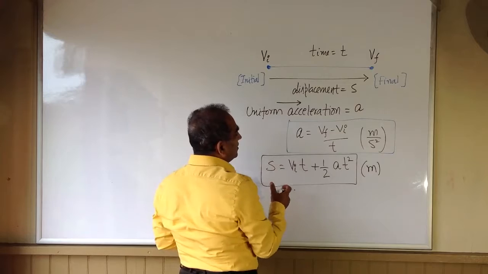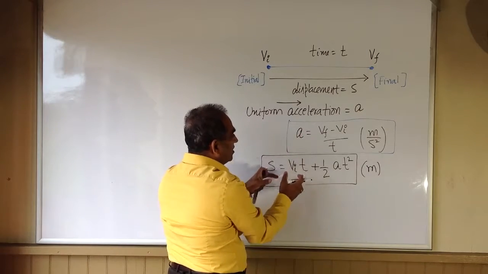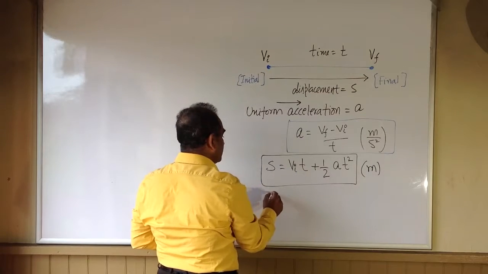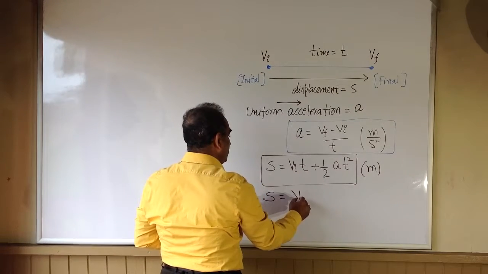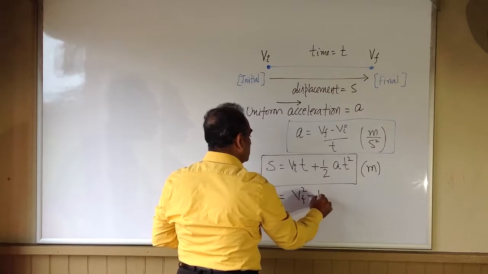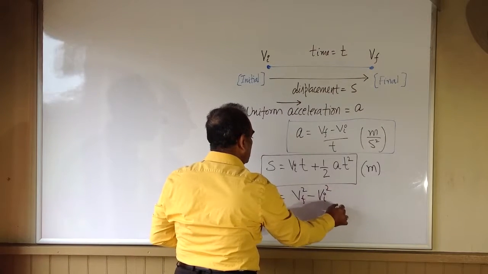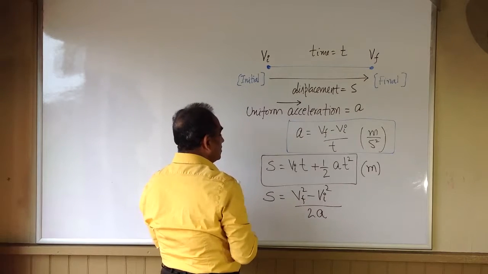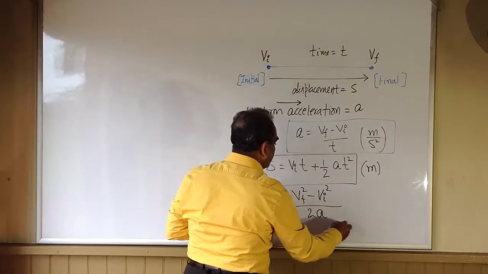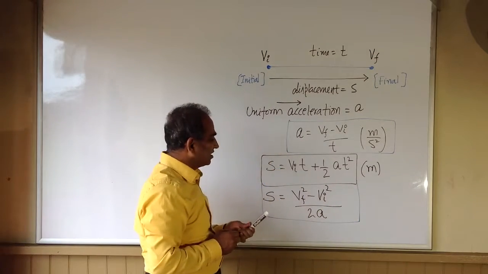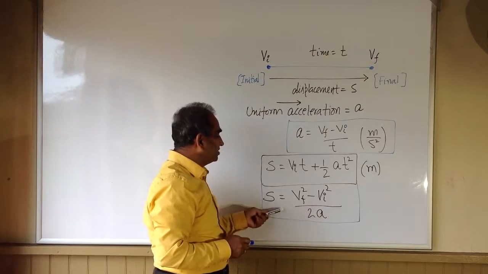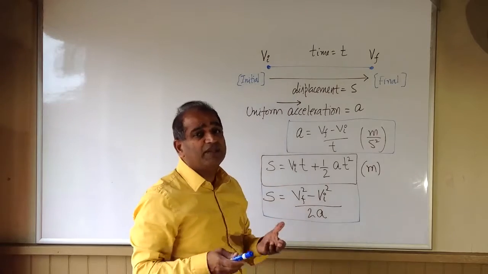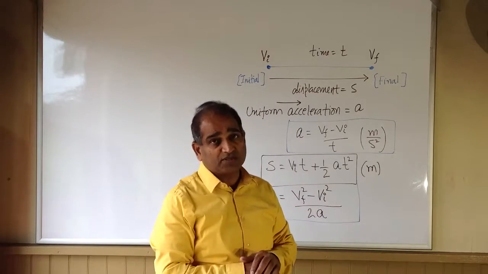That is, if you rearrange these two equations by eliminating time t from them, then you get displacement s is equal to v final squared minus v initial squared over 2 times acceleration a. This is your displacement if time is not given, but initial and final velocities and acceleration are given. So this equation will lead to solving many problems in one-dimensional motion.